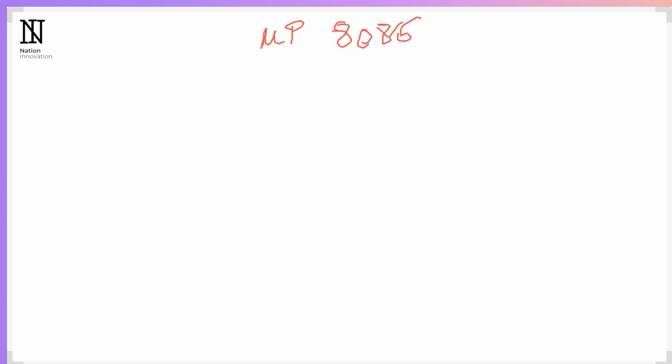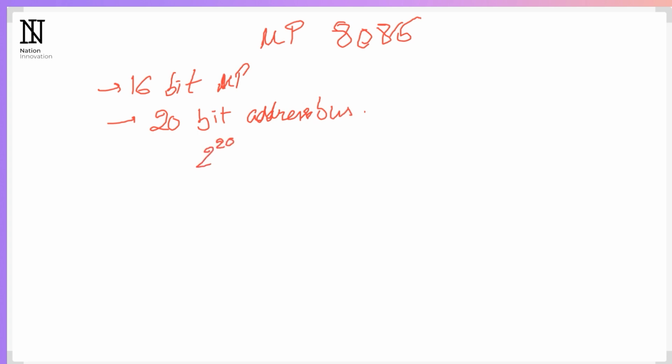So let's start off. Let's see some high level features of 8086. First of all, it is a 16-bit microprocessor. That means its ALU and internal registers all work with 16-bit binary data. Then it has a 20-bit address bus. That means it can access up to 2 to the power of 20, that is 1 MB of memory location.